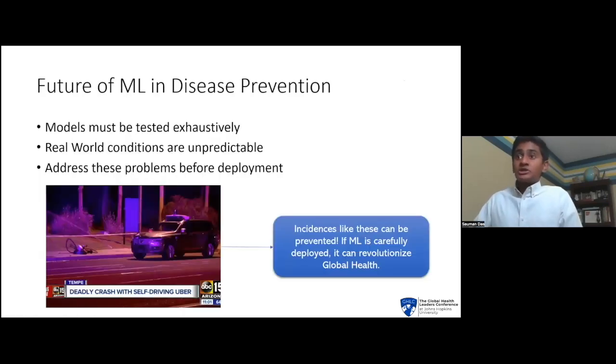So I tried to do research as a student that will allow machine learning to make its way into the medical industry. I really hope that more research will also take on this task. In order to deploy machine learning tools for disease prevention, models must be tested exhaustively to work in unpredictable real-world conditions. Once the models are deployed, it'll be too late to solve these problems and consequences will be apparent. If machine learning is carefully deployed, I truly believe that it can revolutionize global health.